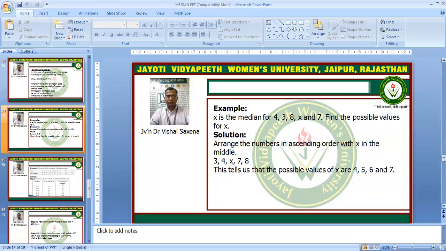According to the question, arrange the numbers in ascending order with x in the middle. Because we are given that x is the median, x should be placed in the center of the series, and the series can be written as 3, 4, x, 7, 8. So this tells us that the possible values of x are 4, 5, 6 and 7.